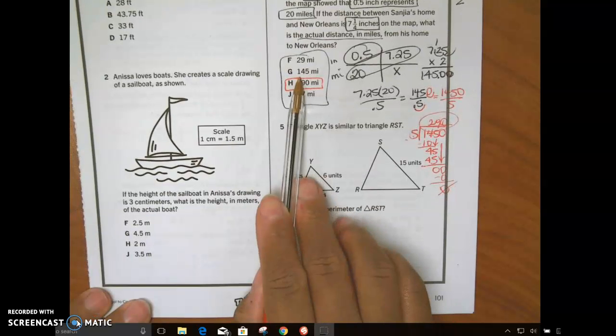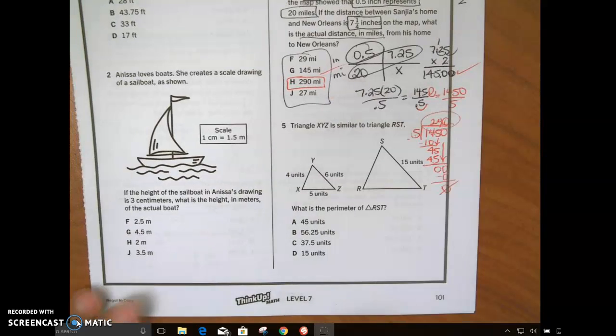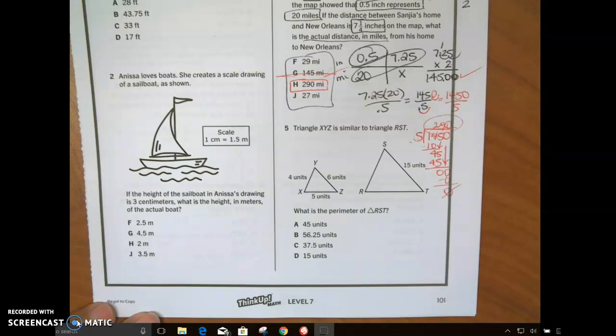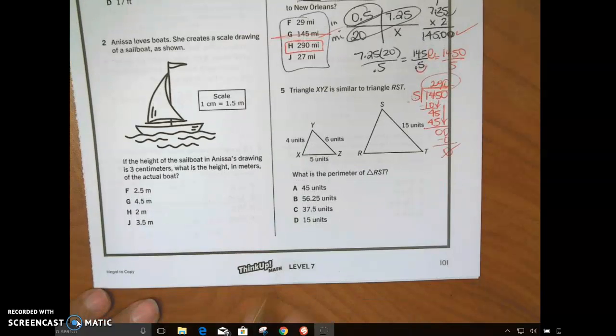Look, they tried to trick me. They put 145 there. If I would have stopped here, I would have been like, yup, I'm done. Nope. You have to make sure you're thorough and you complete that cross multiplication and division. Don't forget any steps.